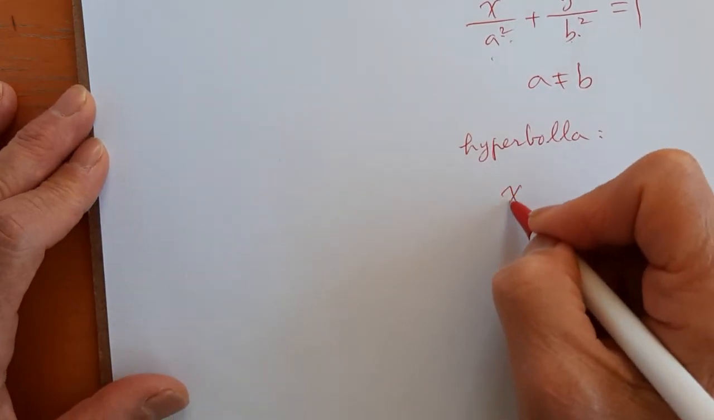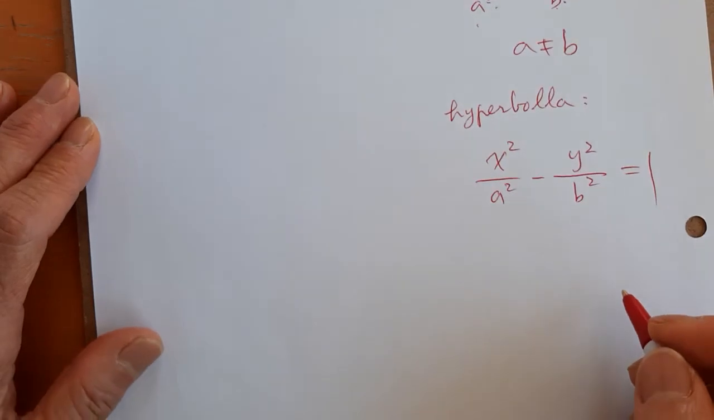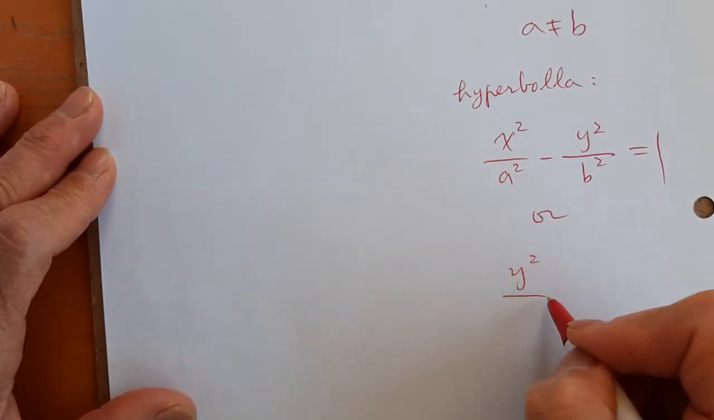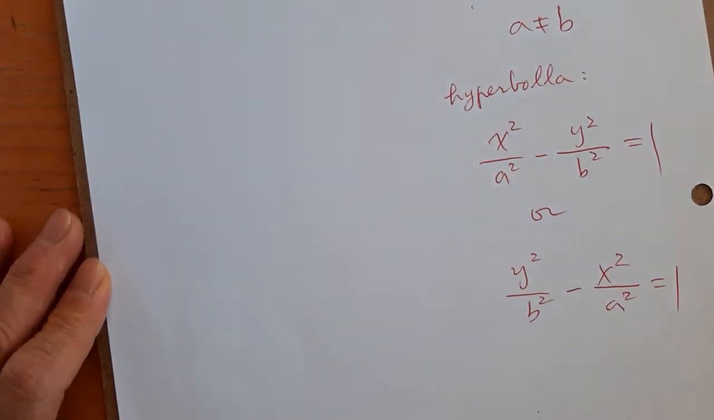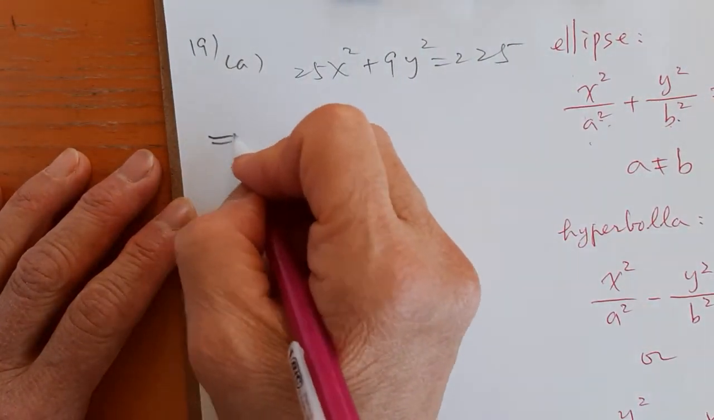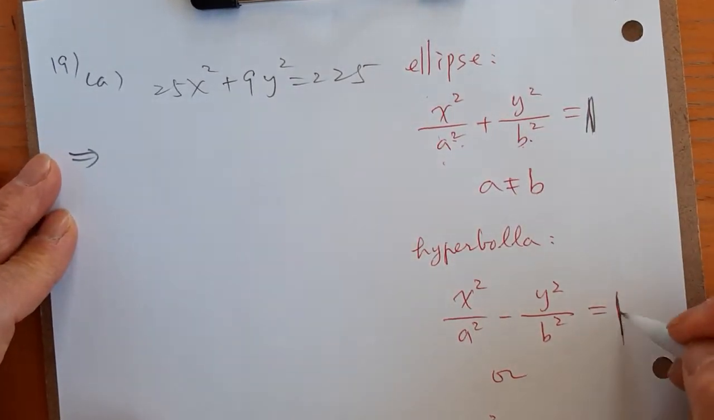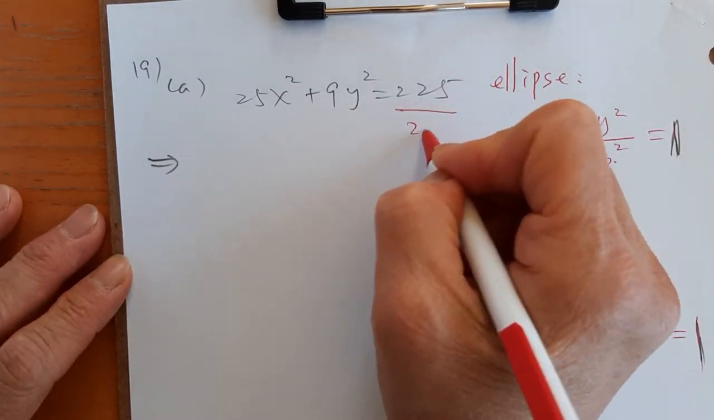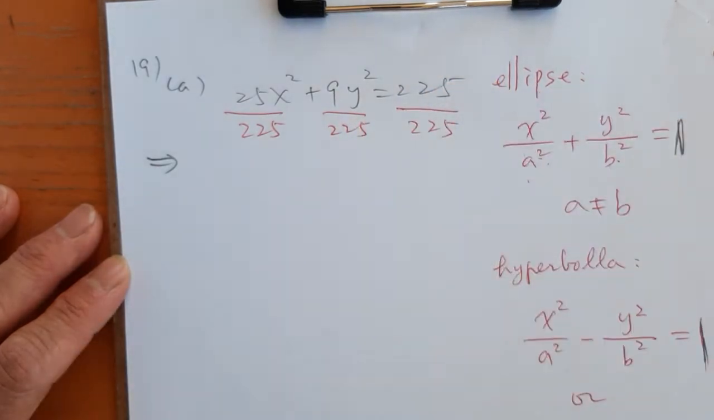Hyperbola is x squared over a squared minus y squared over b squared equal 1, or y squared over b squared minus x squared over a squared equal 1. Either way. So for the ellipse, first of all, because here the right side is 1, we have to make the right side become 1. So divide each term by 225.